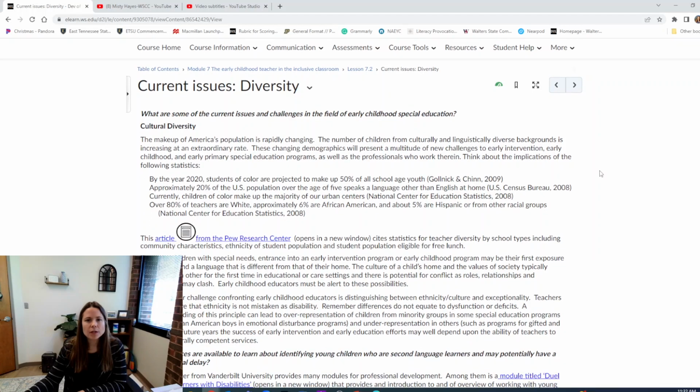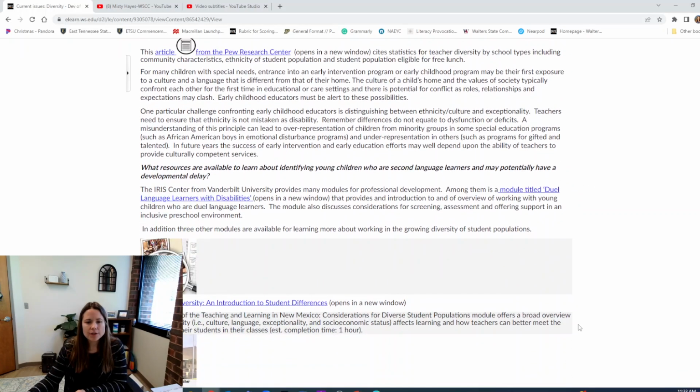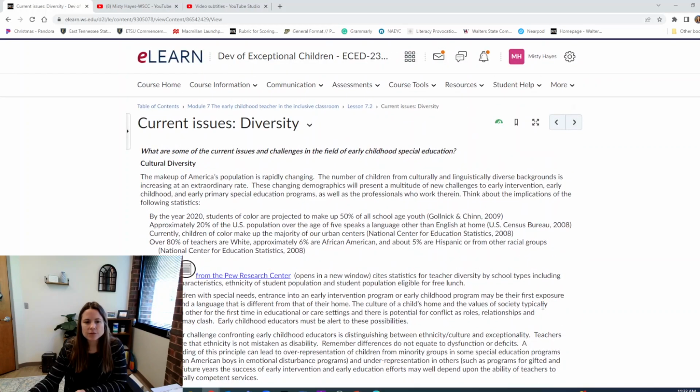Okay, so of course, if we're going to be talking about issues in the inclusive environment in today's time, we're also going to be addressing diversity, which is a big thing that we have to think about. So there's a whole section on here. There are lots of resources and links for you to click on. There's a really good article as well that I'd like you to look at.